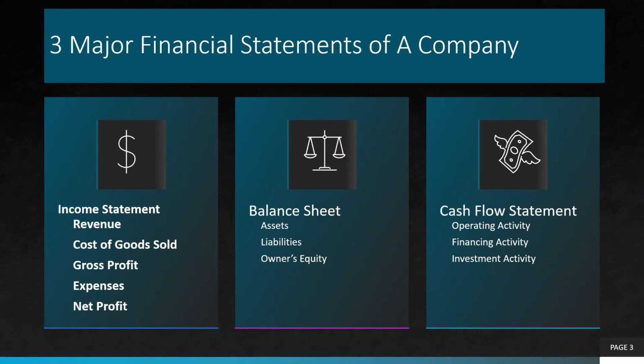While the income statement has various names, it can be called an income statement, statement of operations, P&L statement, profit and loss statement. You should always be able to figure out an income statement because it contains revenue, cost of goods sold, gross profit, expenses, and net profit.